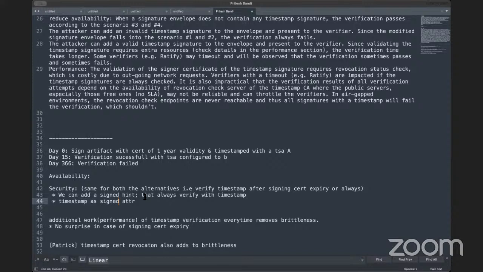For example, I can have a special signed attribute saying, okay, always verify timestamp signature equals true. In that case, you cannot pass that. So I'm not sure whether your scenario has a real application, but we can have a config in the trust policy saying that we can always check the timestamp, but I don't think it should be the default value.